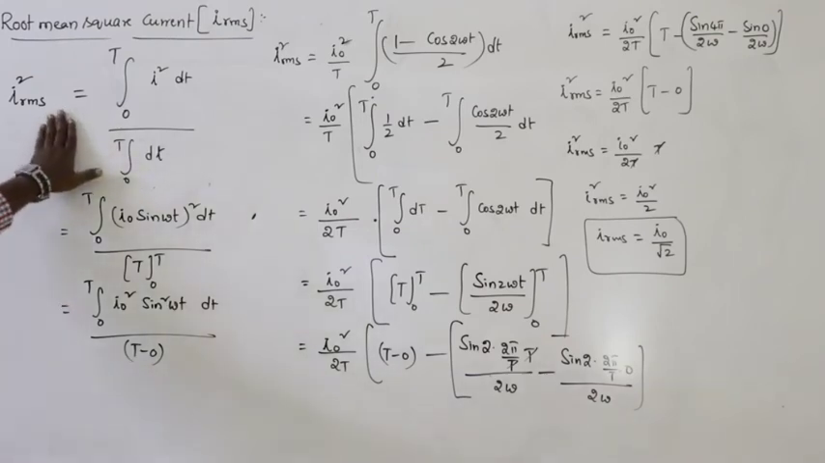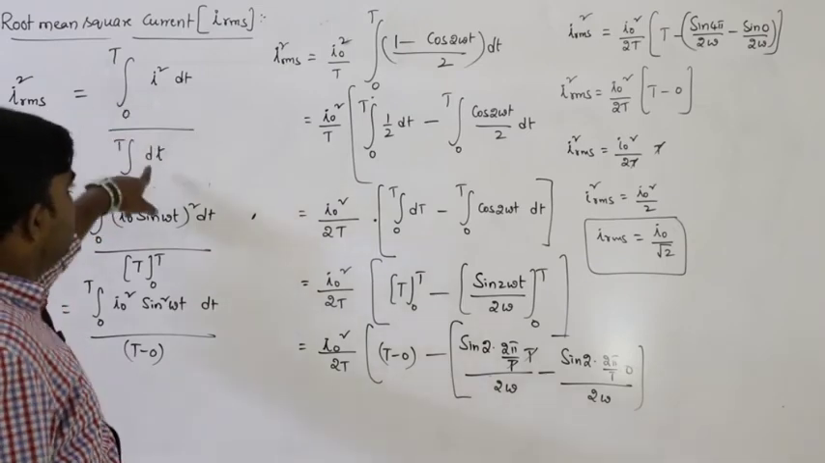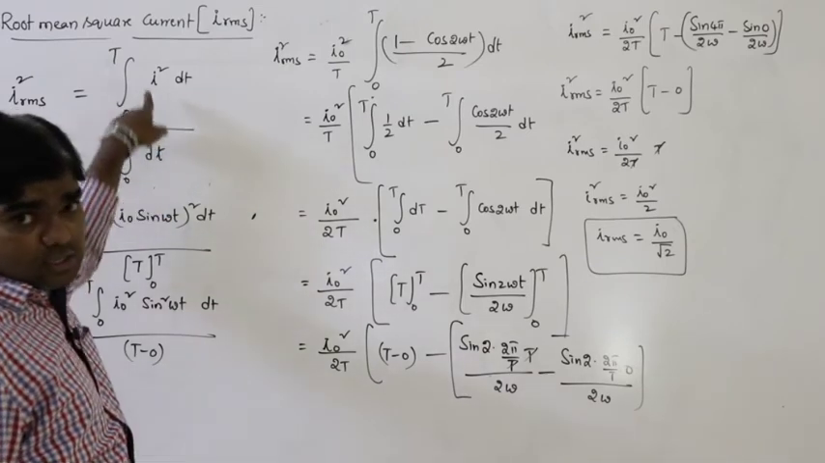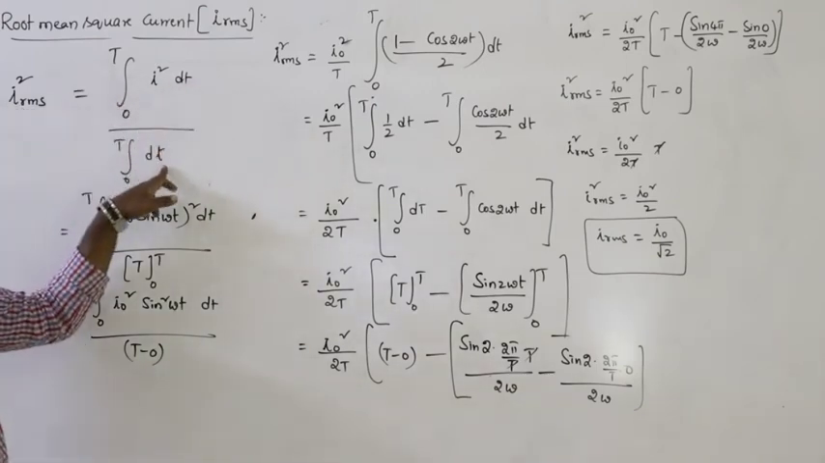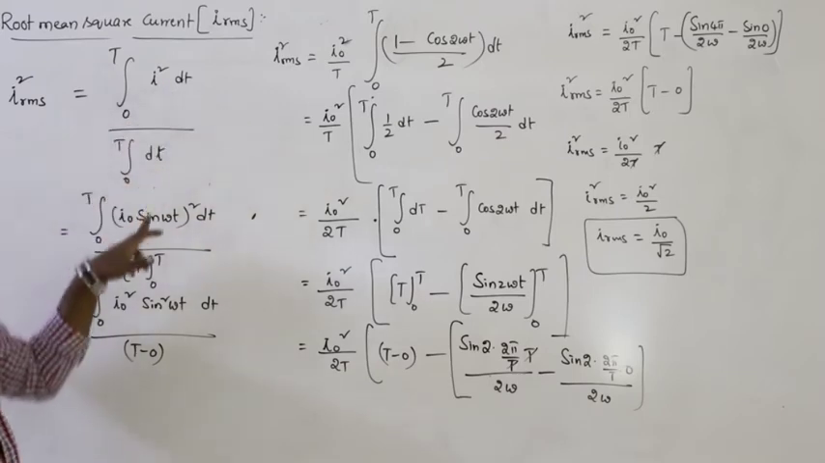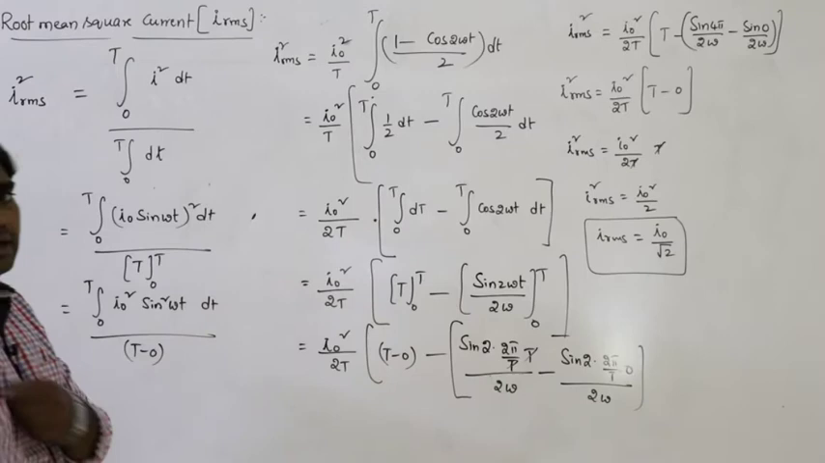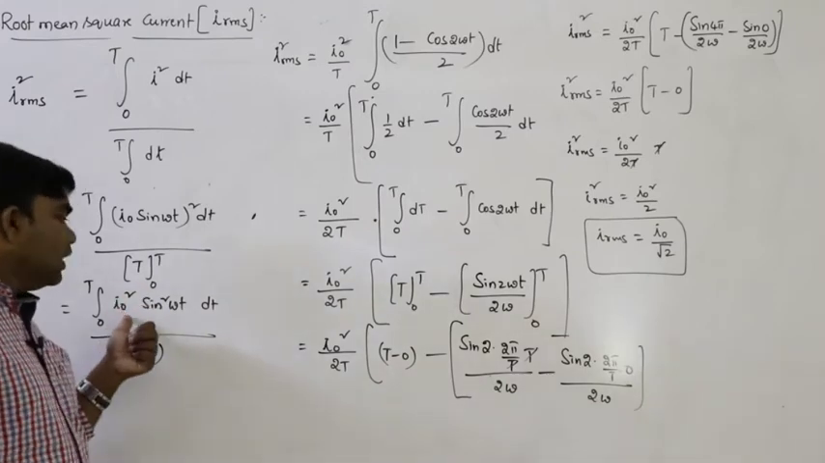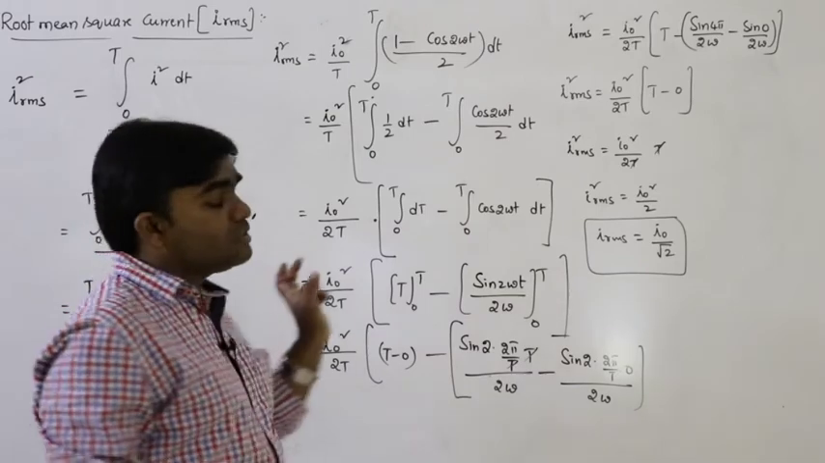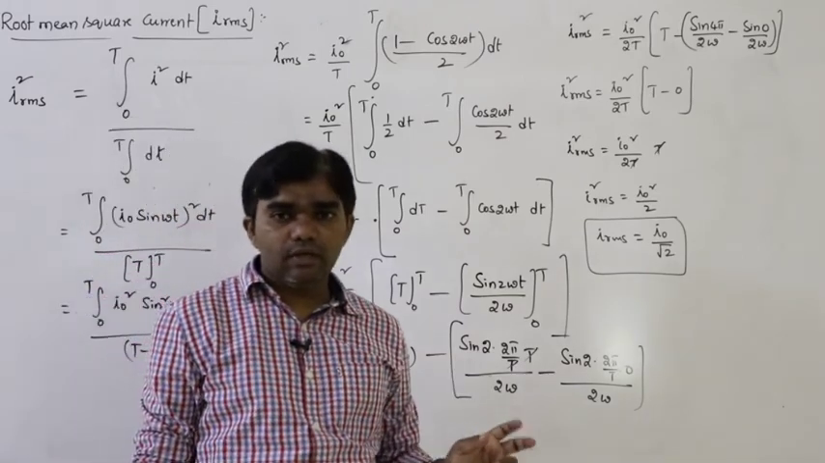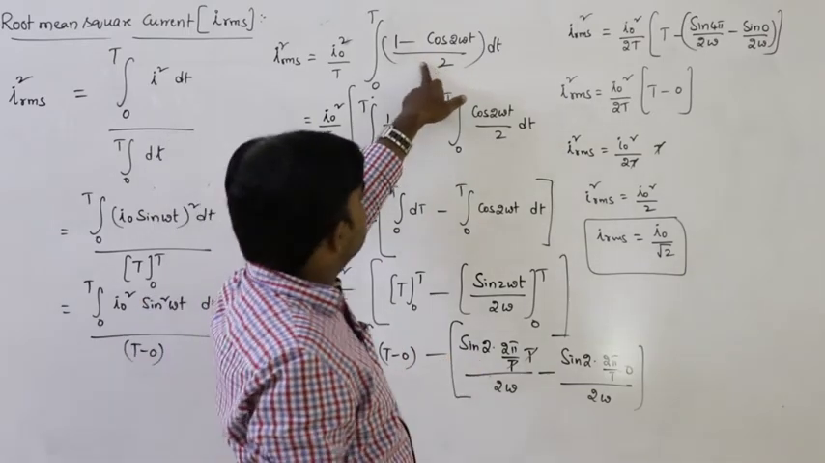So, I square RMS is equal to the integral of I square dt by T. Time gets cancelled, because we are calculating only current, so the unit of time gets cancelled. I square is I naught sin omega t whole square, that means I naught square sin square omega t. What is this value? Sin square omega t, that means sin square theta, can be written as (1 minus cos 2 theta) divided by 2.